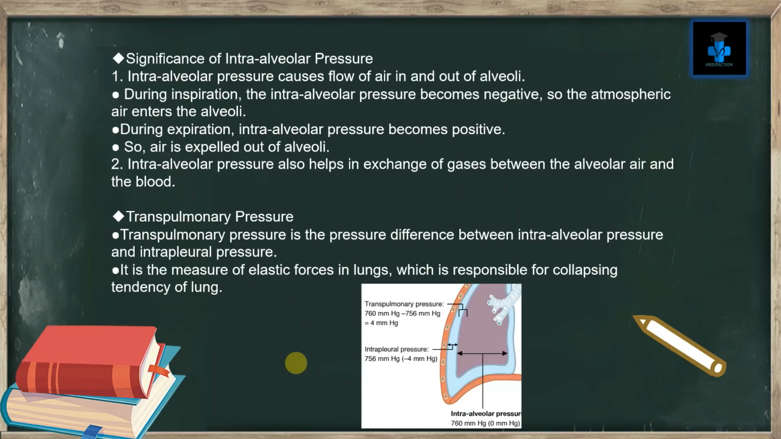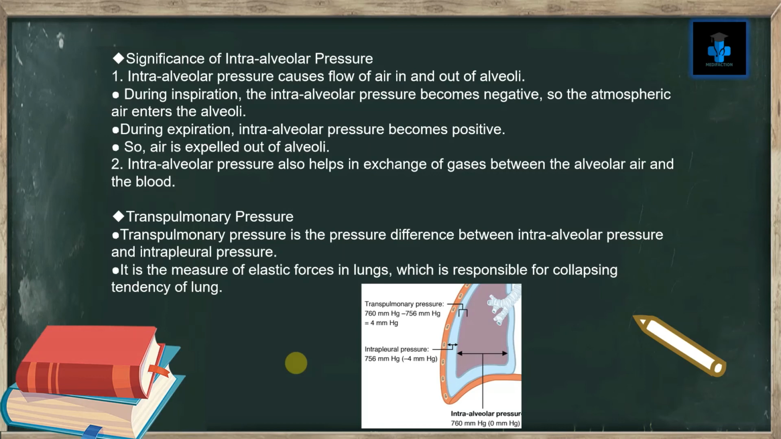The significance of intra-alveolar pressure is that it causes flow of air in and out of alveoli. During inspiration, the intra-alveolar pressure becomes negative, so the atmospheric air enters the alveoli. During expiration, the intra-alveolar pressure becomes positive, so air is expelled out of the alveoli. Intra-alveolar pressure also helps in exchange of gases between the alveolar air and the blood.